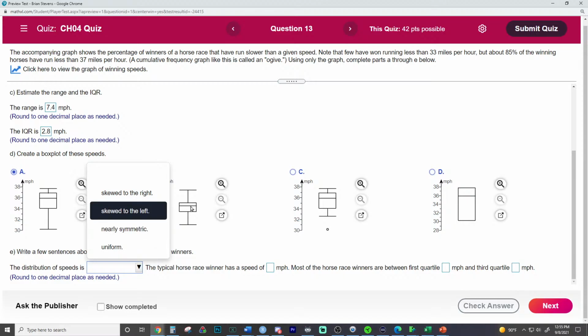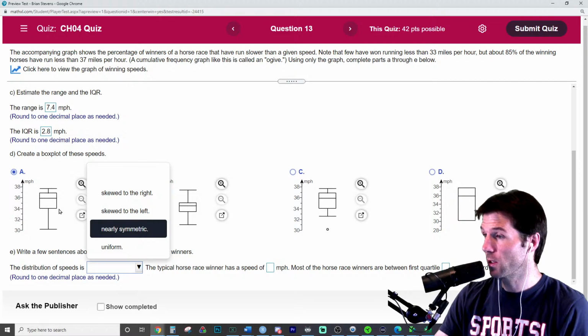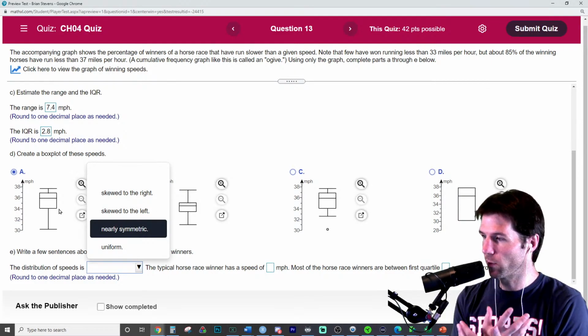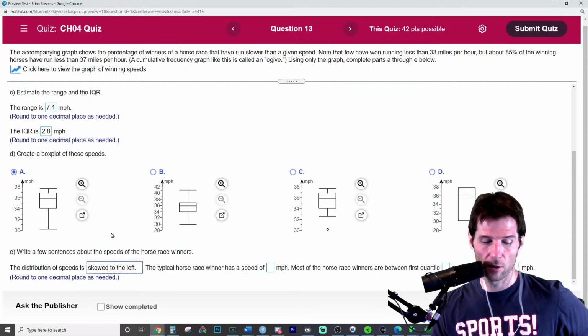Is it more symmetric, like this one? That one's roughly symmetric. That one's also a little bit weird. It is left skew because it goes to the left. The biggest problem people have is they just flip it and say, oh, it's right skew. But remember, sometimes your number line is reversed when you flip it, but that is left skew because the tail goes to the left. So that is definitely left skew.